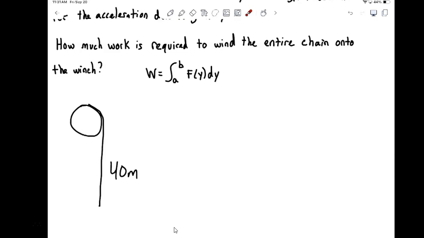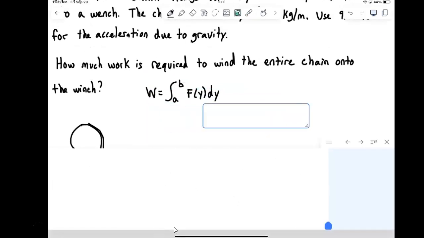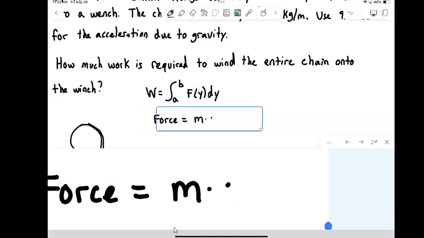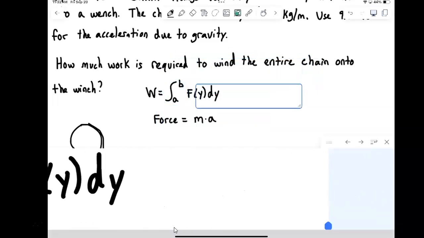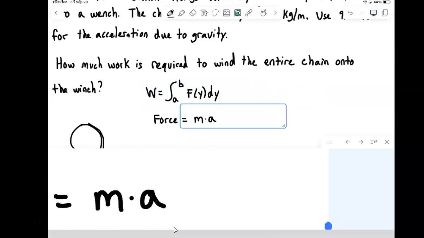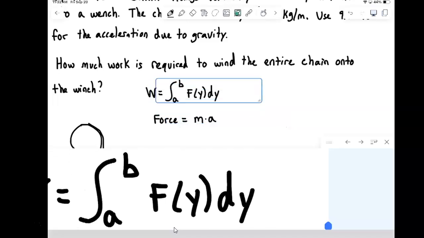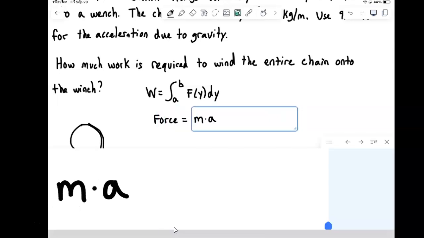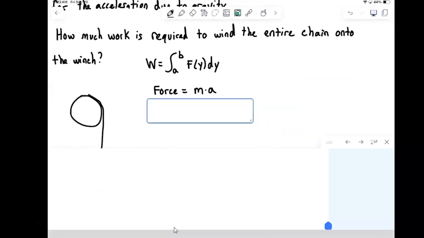So what we have to realize here is I need force, but the information I am given initially refers to mass. But remember that force is just mass times acceleration, and we know the acceleration due to gravity is 9.8 meters per second squared. That's what we're going to be using. So the first thing we have to realize is that we're going to need to use a mass function here. First, come up with the mass. How much chain do we have? What's the mass of our chain?